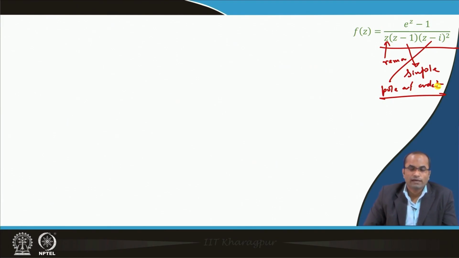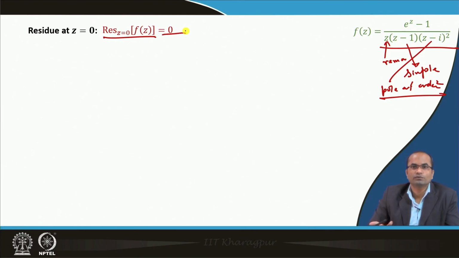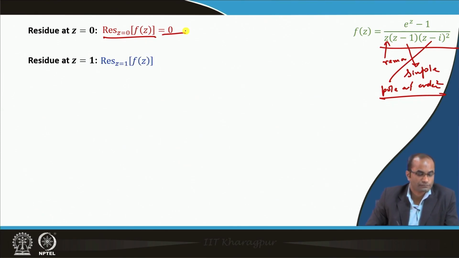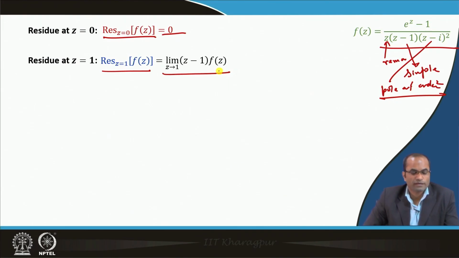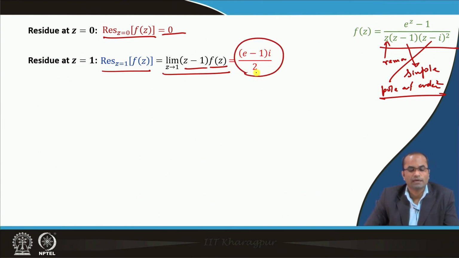Now, for each we have to evaluate the residue. In the first case, since it is a removable singularity, the residue is going to be 0. For a removable singularity, there will be no terms with negative powers in the Laurent series, and therefore the residue is 0. The residue at z equal to 1: this was a simple pole, so we have to evaluate the limit of (z − 1) f(z) as z approaches 1, which we have evaluated before. It was (e − 1) i by 2.